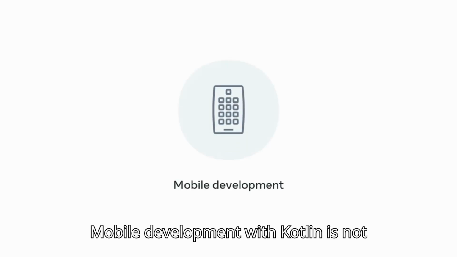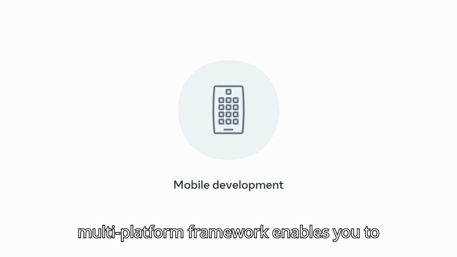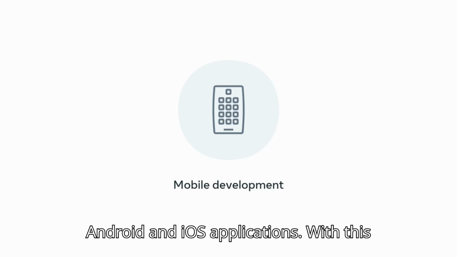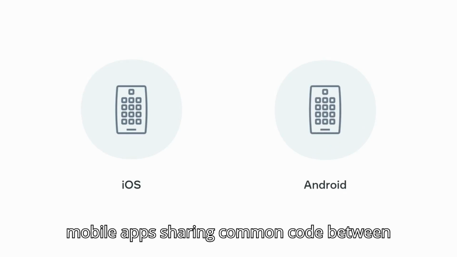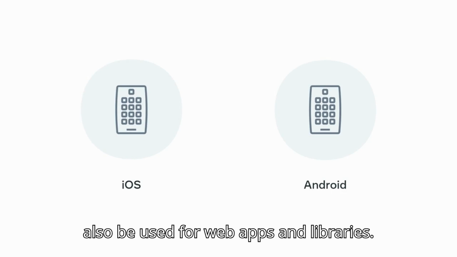Mobile development with Kotlin is not limited to Android only, as the Kotlin multi-platform framework enables you to write the core logic of the app for both Android and iOS applications. With this feature, you can build cross-platform mobile apps sharing common code between iOS and Android. Common code may also be used for web apps and libraries.